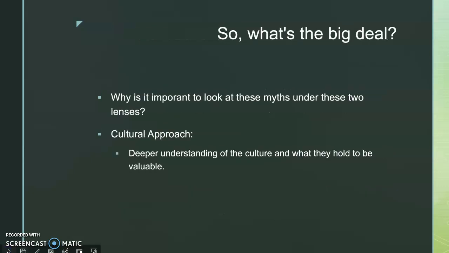So what's the big deal? Why is it important to look at myths under these two lenses? From a cultural approach, you get a deeper understanding of the culture and what they hold valuable. From there we can see, okay, this culture really holds being honest and truthful and loyal to people, while others might believe in hardworking, doing what's best. You get to kind of see the different perspectives.